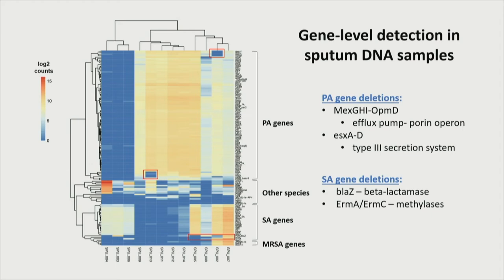So definitely there was variation when you looked at these 13 patient samples. And so here you can see this particular person had a PA gene deletion and they had knocked out their MEX GHI efflux pump. That potentially would indicate a less virulent Pseudomonas. This person here had knocked out their ESXA type 3 secretion system. Also, similar thought. There are staph deletions going on as well. And you can see that down here where you have beta-lactamase deletions as well as ERMA-ERMC methylase deletions.